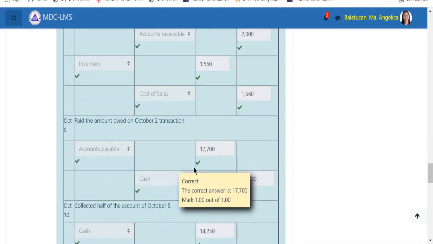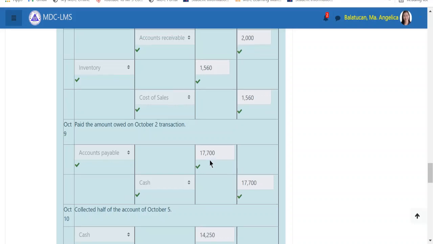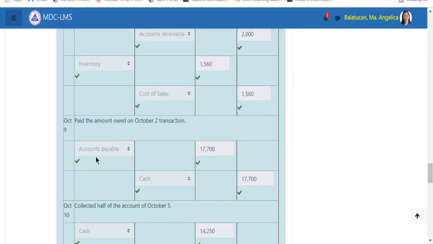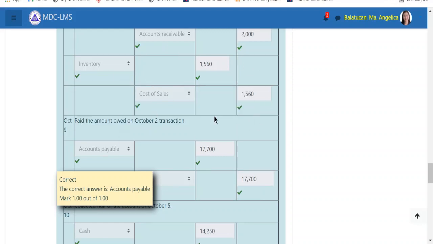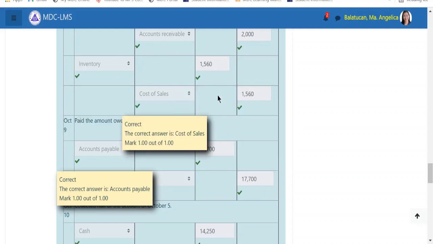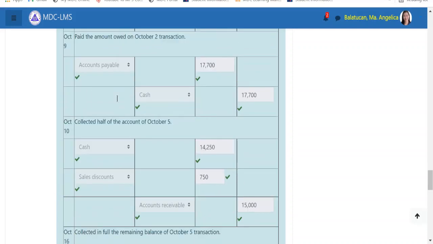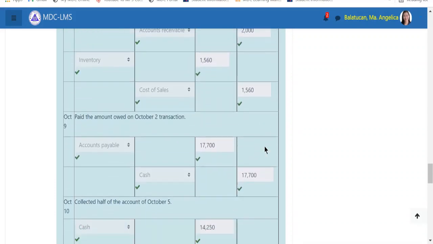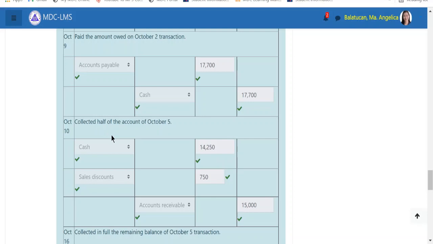Next, pay the amount owed on October 2. The same entry with the previous one and the same explanation. The 20,000 will be reduced by the return of 2,300. Okay? Remember, we do not record this entry if we are the buyer in the transaction. We only prepare this entry, debit inventory, credit cost of sales, if we are the seller.